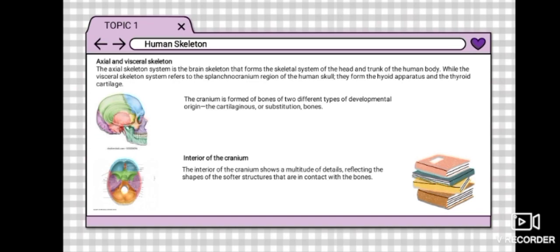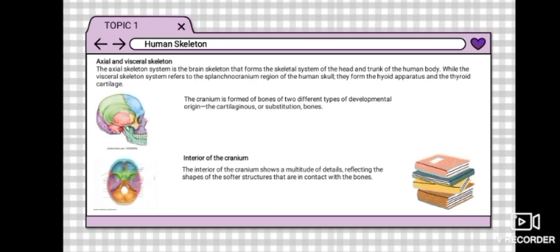The frontal bone underlies the forehead region and extends back to the coronal suture, an arcing line that separates the frontal bone from the two parietal bones on the sides of the cranium. The cranium is formed of bones of two different types of developmental origin: the cartilaginous or substitution bones, which replace cartilages preformed in the general shape of the bone, and membrane bones, which are laid down within layers of connective tissue.